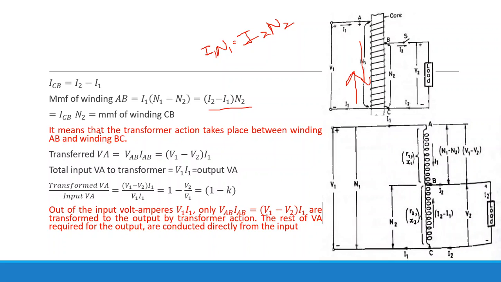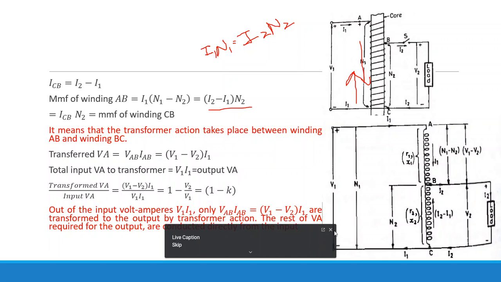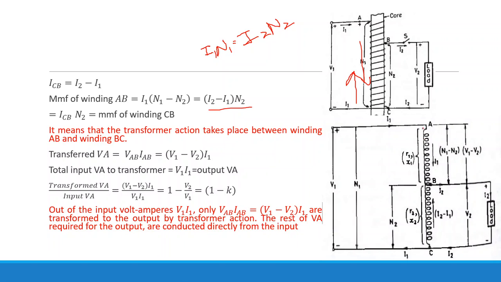Okay, so we can write here the transferred volt ampere in AB, that will be equal to the voltage VAB multiplied by the current flowing in this winding. Suppose that is IAB we are considering. So VAB into IAB. What is the IAB? IAB is nothing but your I1, and what would be your voltage VAB, that will be given by V1 minus V2.